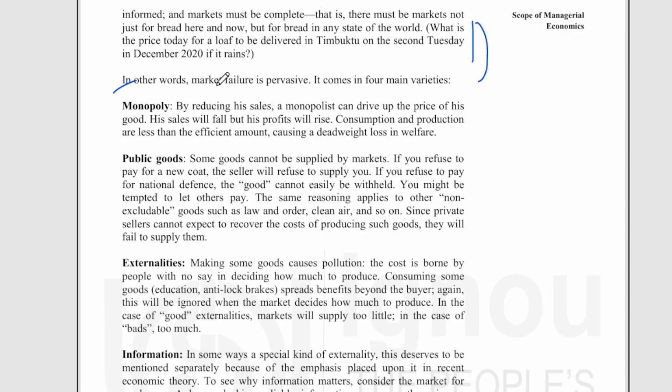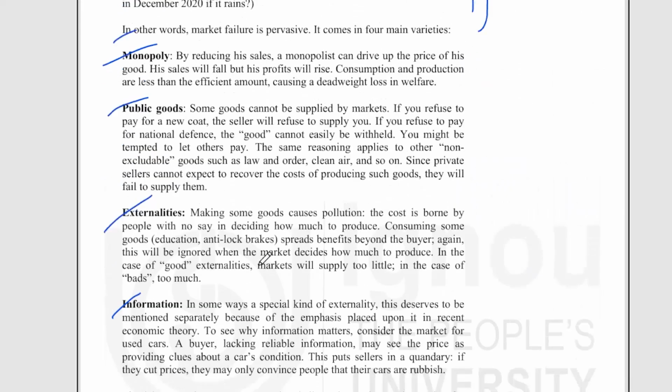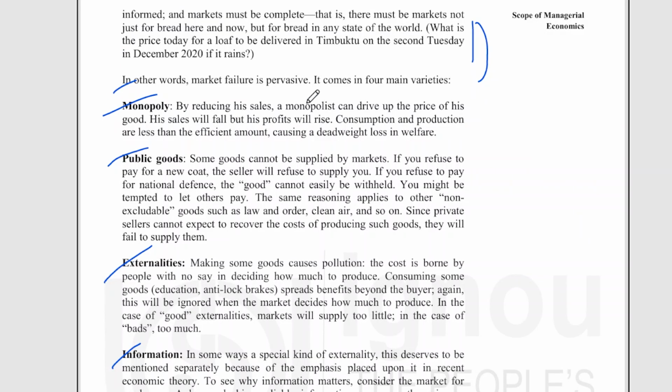In other words, market failure is pervasive. It comes in four main varieties: monopoly, public goods, externalities, and information. In monopoly, by reducing his sales, a monopolist can drive up the price of his goods; his sales will fall, but his profit will rise.